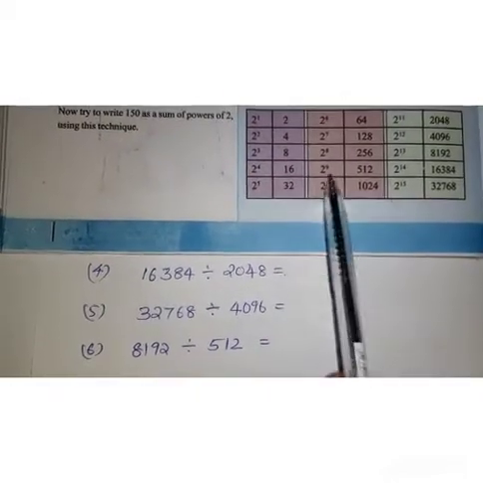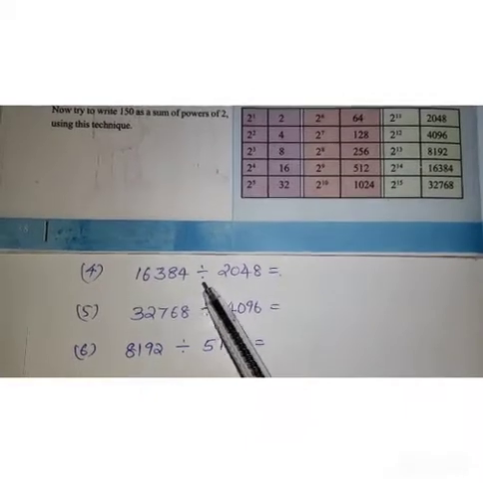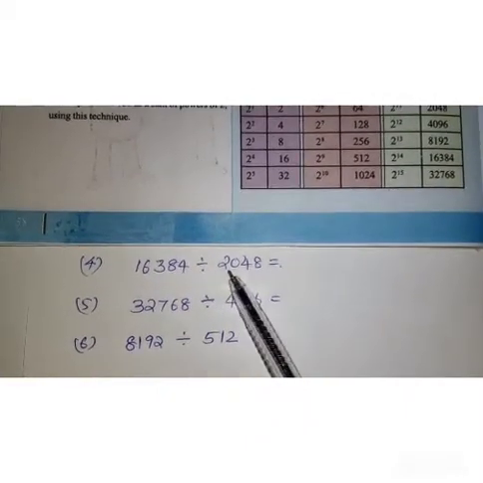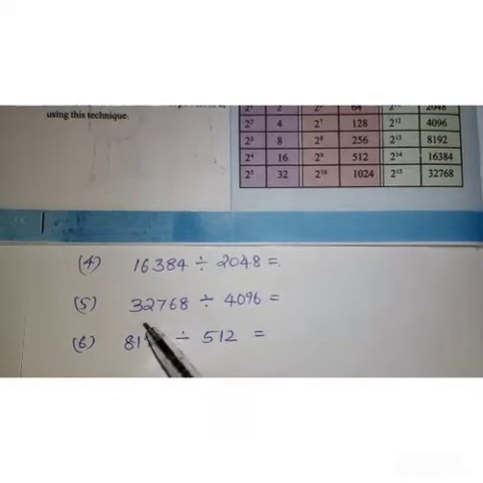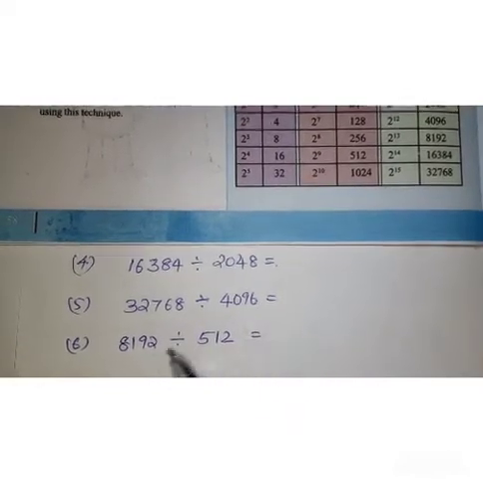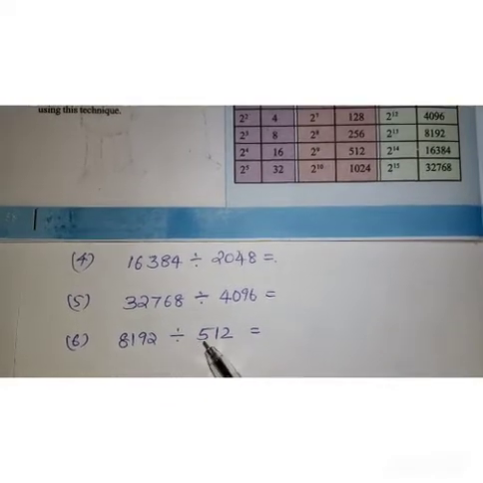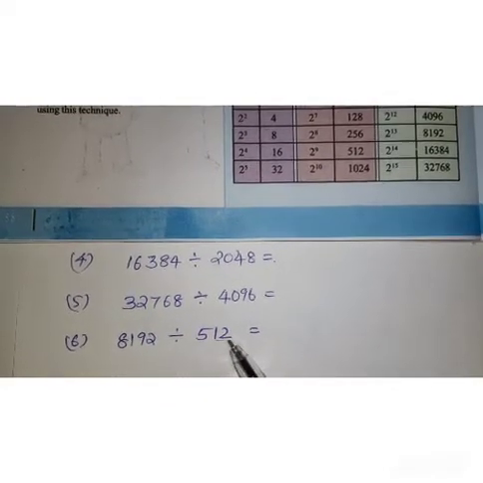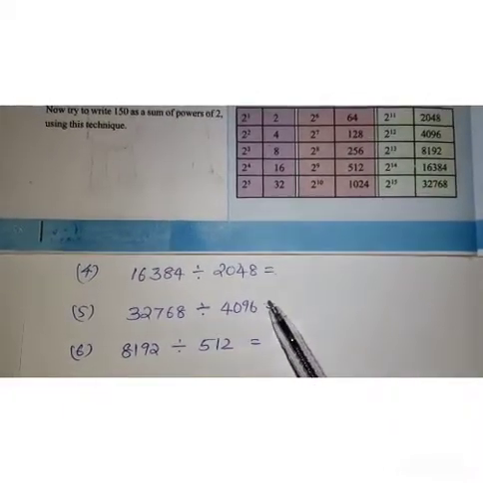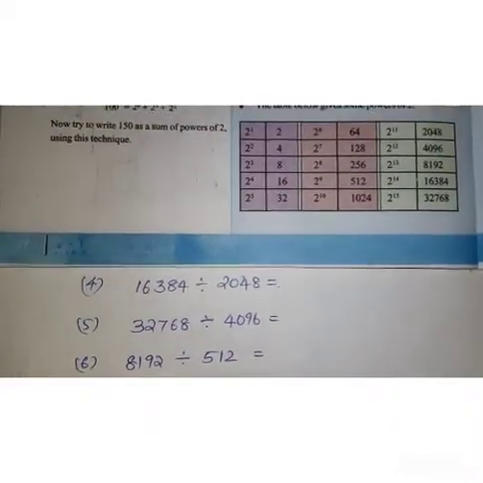So using the table, find out these 3 questions. 16384 divided by 2048. 32768 divided by 4098. 8192 divided by 512. So using the powers of 2, you have to find out the answer.